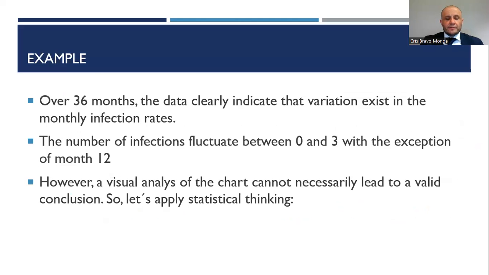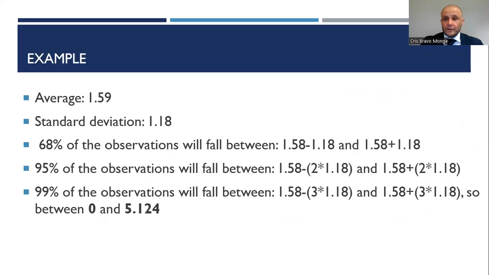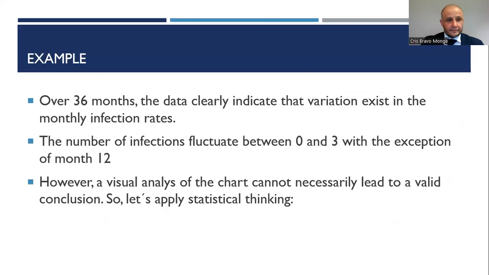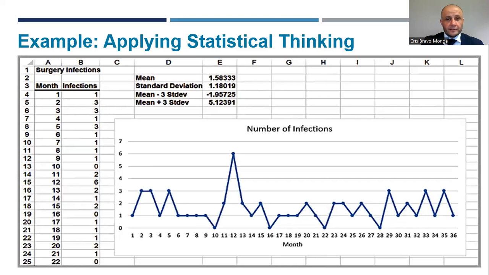So the number of infections fluctuate between 0 and 3, with the exception of month 12. However, the visual analysis is not enough. We need to calculate certain things. We start with the average, the mean, from the number of infections, which is 1.58. And then we also calculate the standard deviation, which is 1.18.